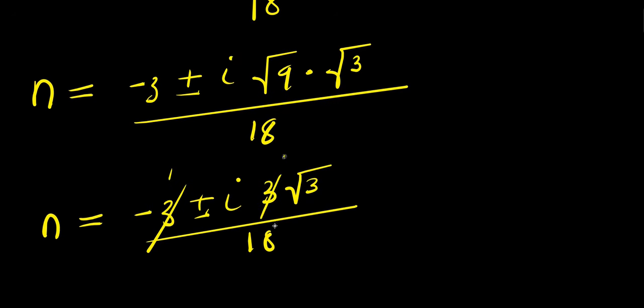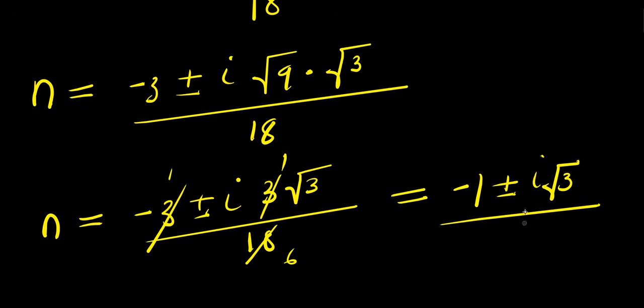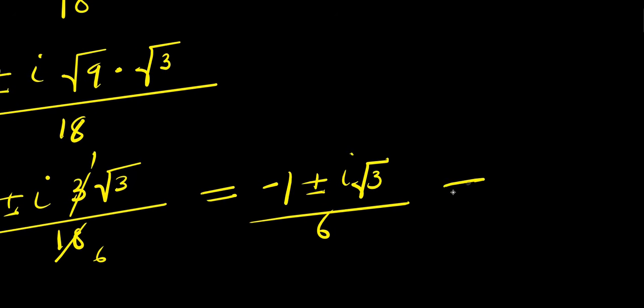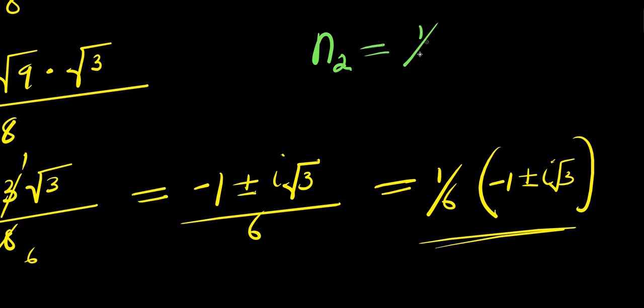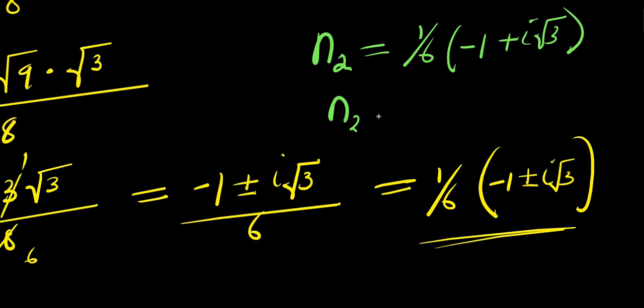3, 1, 3, 1. This is 6. So from here, we have -1 plus or minus i root 3 divided by 6. So I can easily factor out 1/6 from here. I have 1/6 times -1 plus or minus i root 3. So we have two complex values for n, which are n2, because we have gotten our n1 already, which is 1/6 times -1 plus i root 3. And n3, that is 1/6 times -1 minus i root 3.